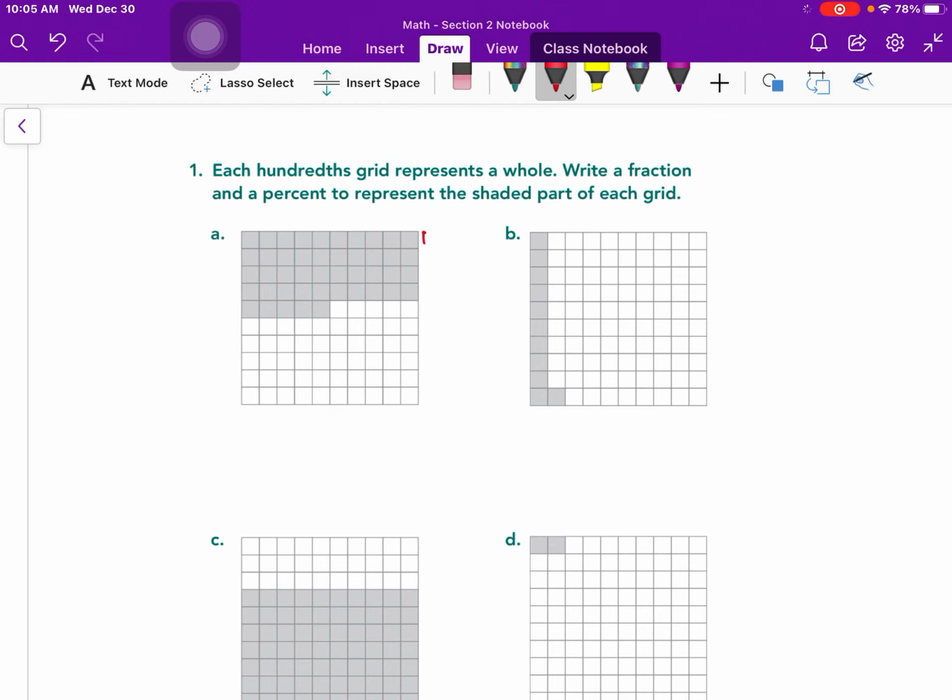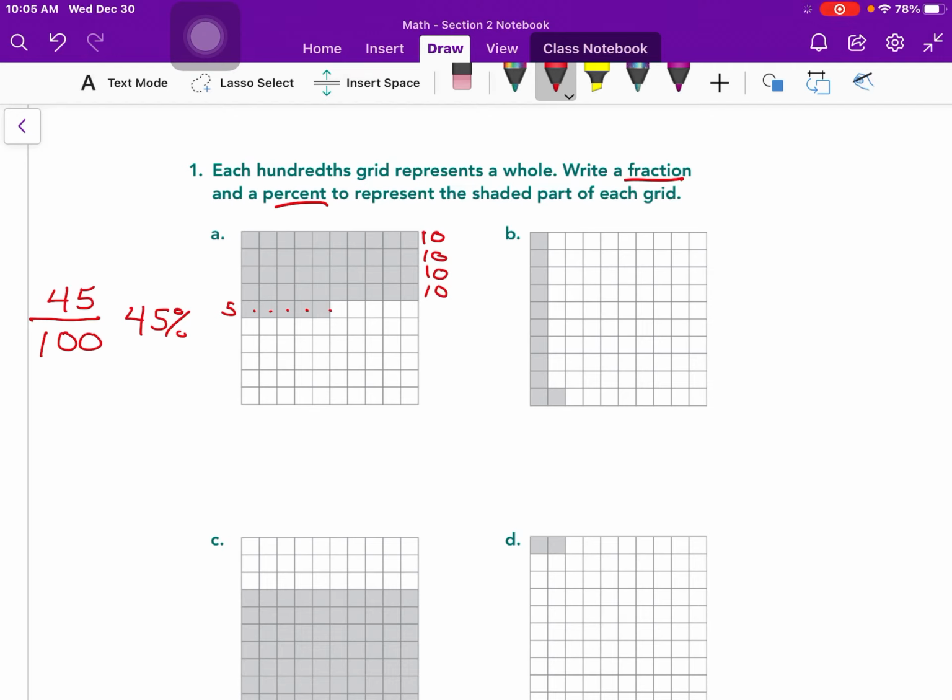Well, each row is 10. So you have 10, 20, 30, 40, 1, 2, 3, 4, 5. So it's a grand total of 45. Out of 100, because it's always out of 100 for percents. So we wrote it as a fraction, and now we have to write it as a percent. So we'd write it this way, 45%.